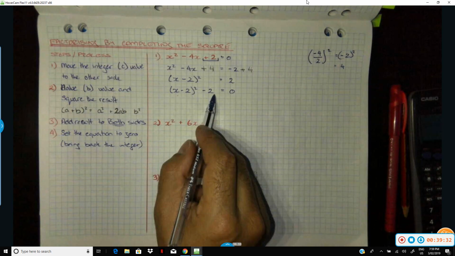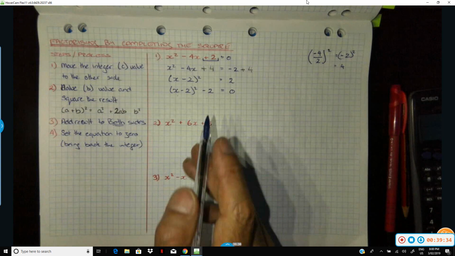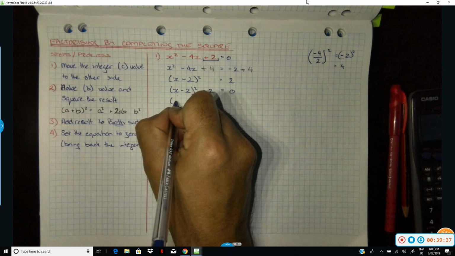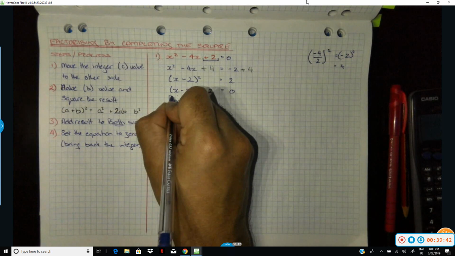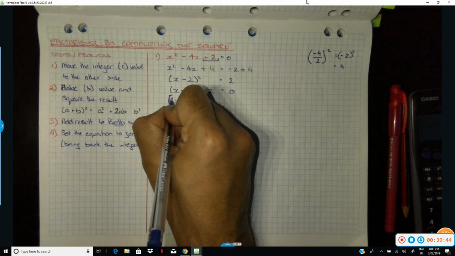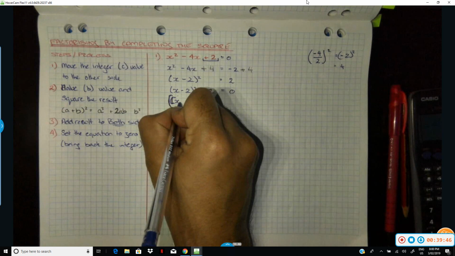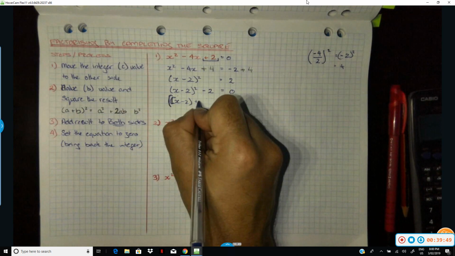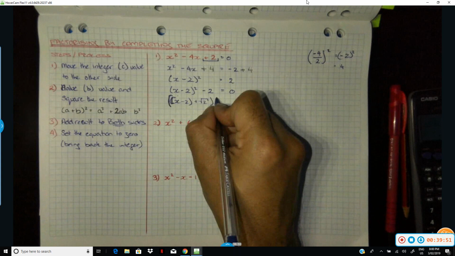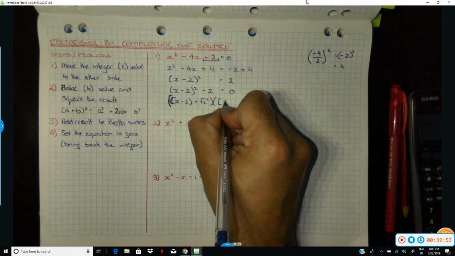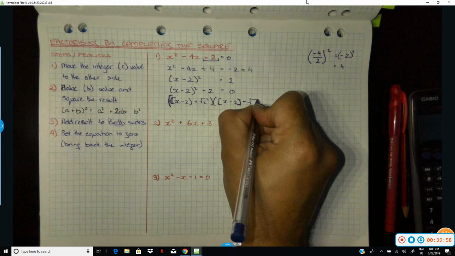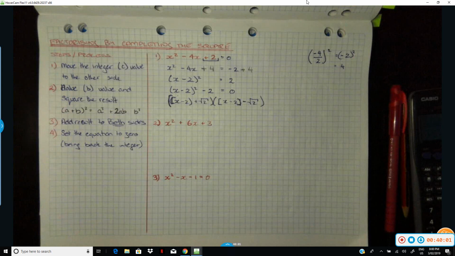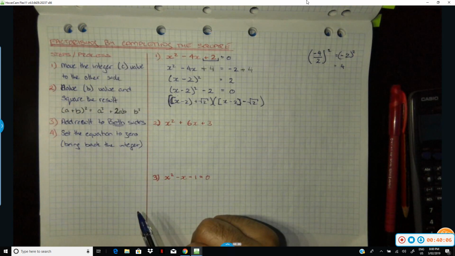The square of that is going to be the square root. So we've actually got, I'll do big brackets, small bracket, small x minus 2 plus square root 2 and x minus 2 minus square root 2. And that's our final answer.